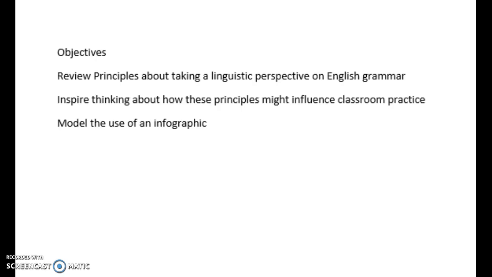First, let me share my objectives of the screencast with you. The main goal is to review the principles about taking a linguistic perspective on English grammar. And by doing so, I want you to perhaps inspire thinking about how these principles might influence your own classroom teaching practice. And I want to model the use of an infographic.